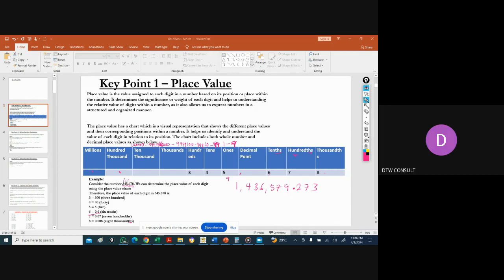All right. So here we have 9. Here we have 7 would be here. Here we have 500. Here 6 would be here, under thousands. Your 3 would be under 10,000. Your 4 would be under 100,000. And your 1 would be under 1 million. So that's where 1 would be, under 1 million.